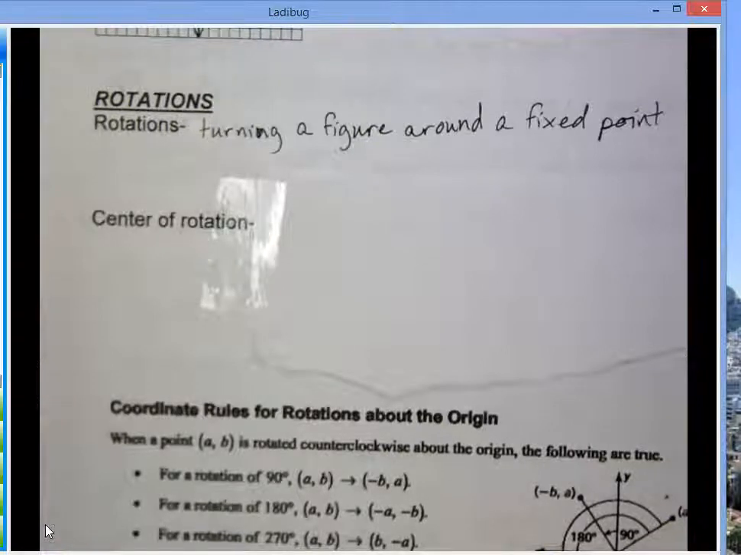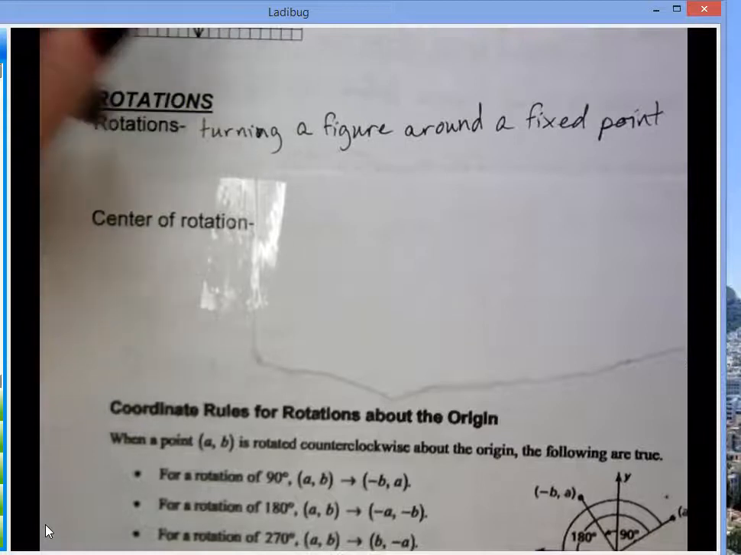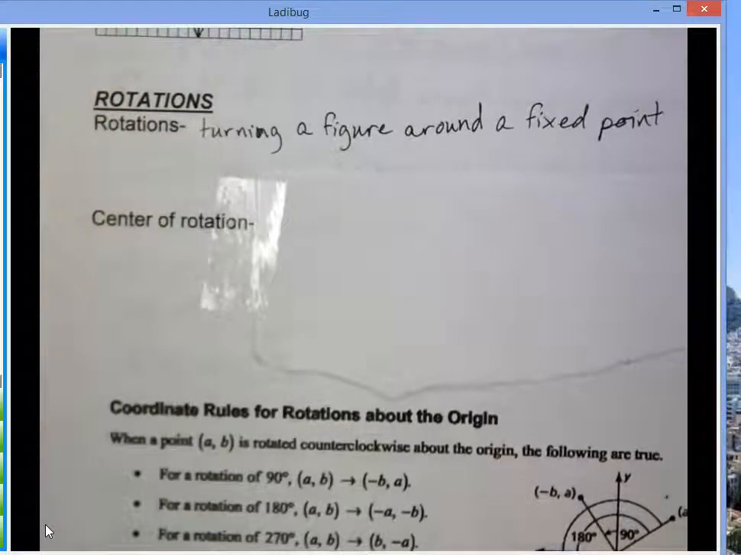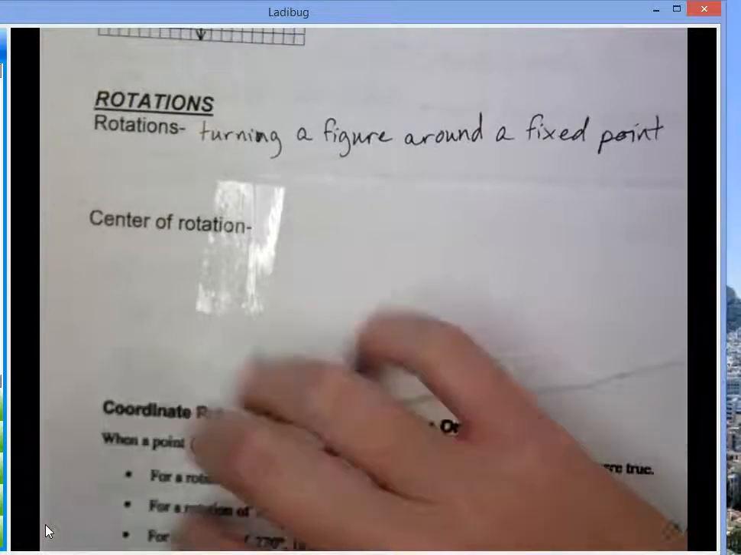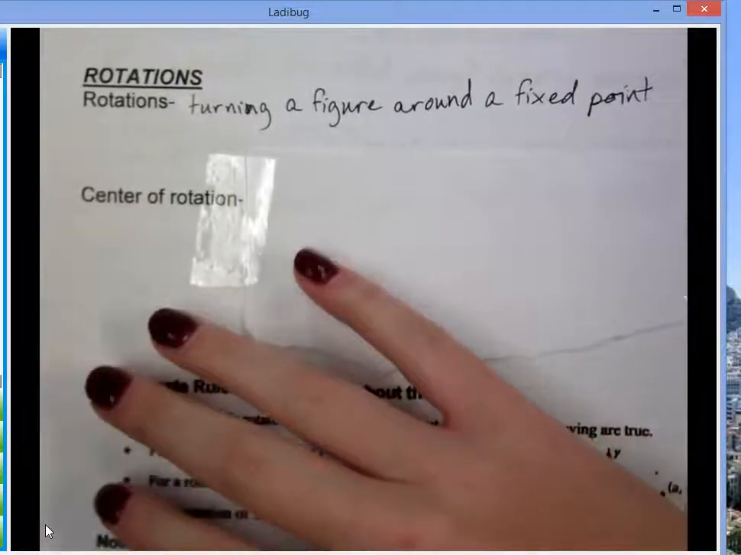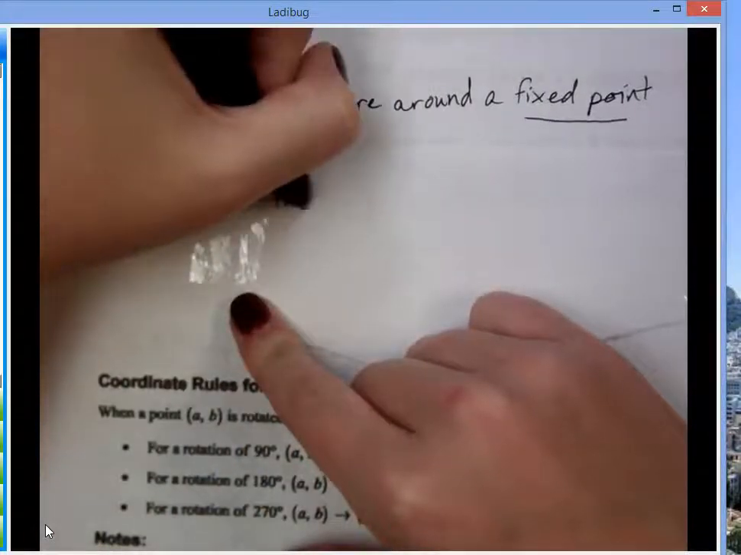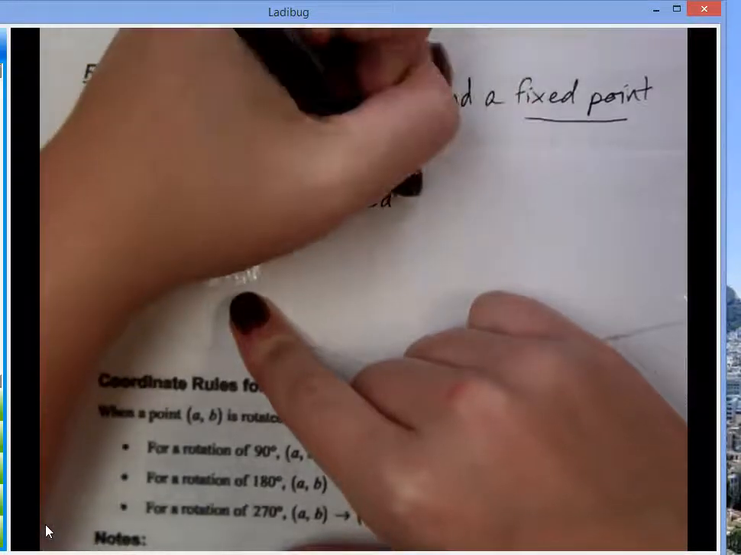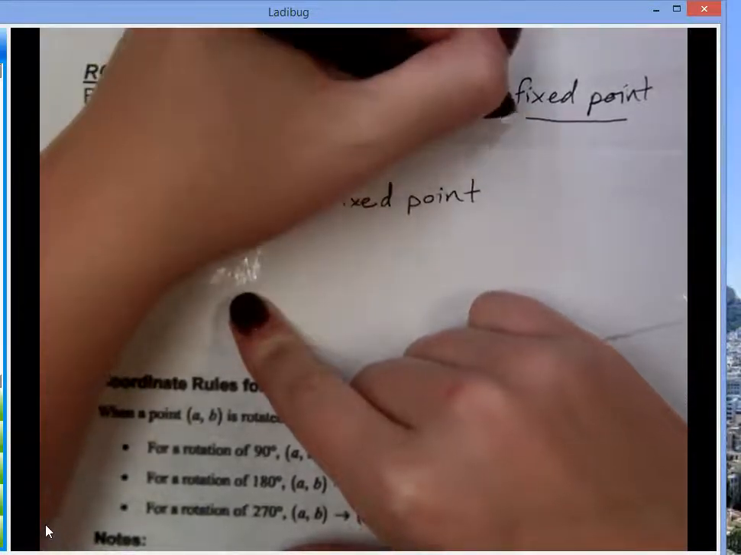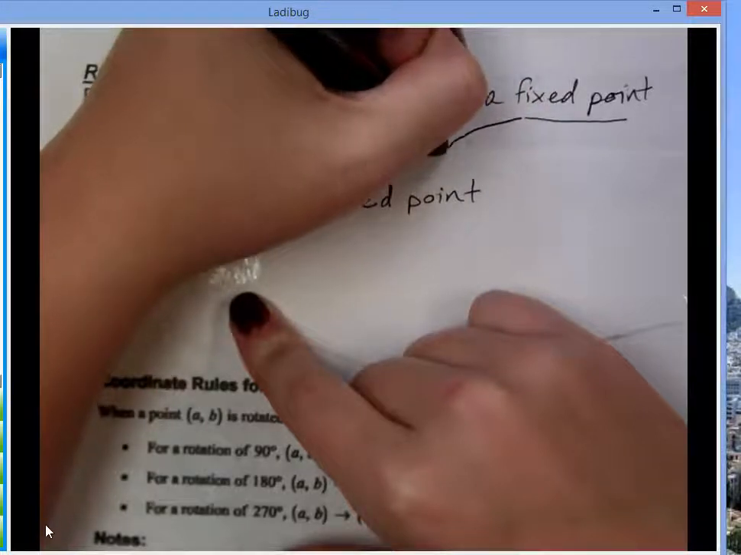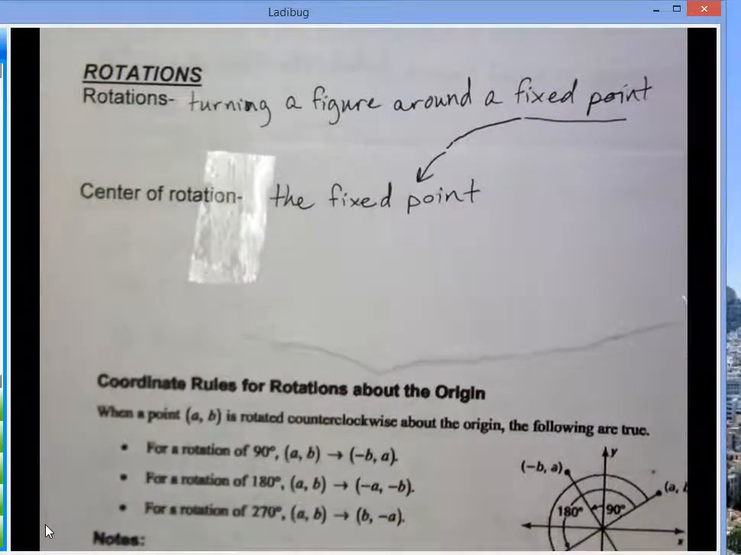Alright, now we are ready for the second part of our notes. This is about rotations. And we have the definition for the first word. A rotation is turning a figure around a fixed point. Alright, and then this fixed point is the center of rotation. So the fixed point will be called the center. Alright? So write those down. If you need to pause it, go ahead.